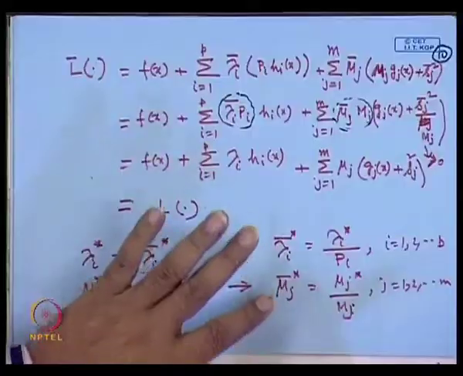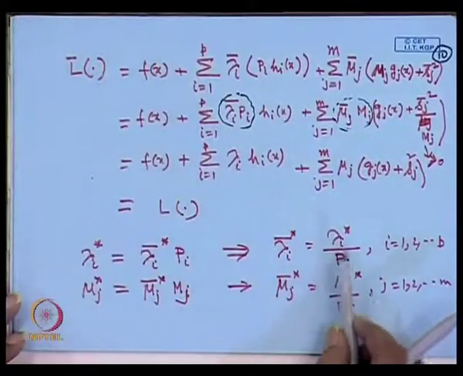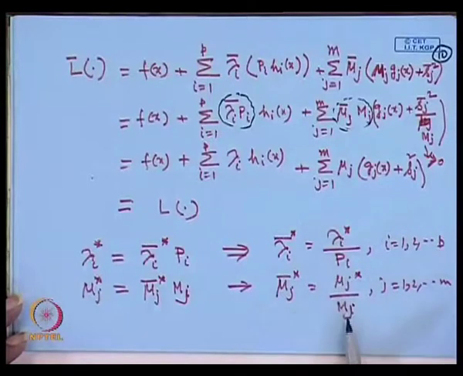Next, we can conclude that the Lagrange multipliers in both cases are scaled by that p_i and m_j. But does the cost value change? Since the optimum point is not changed and the objective function is the same, the cost value will remain the same. So, we have seen the effect of this, post optimality testing.